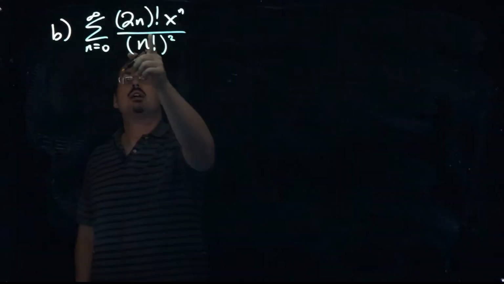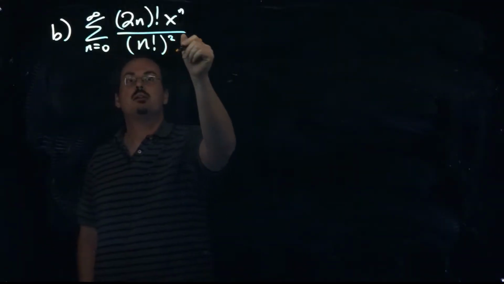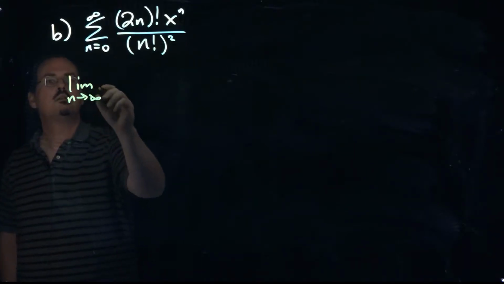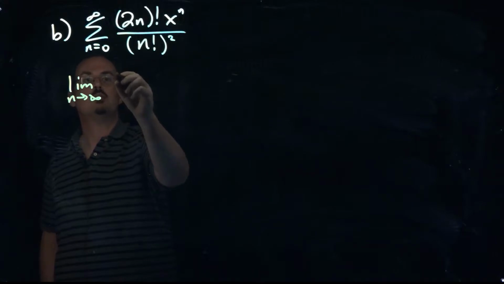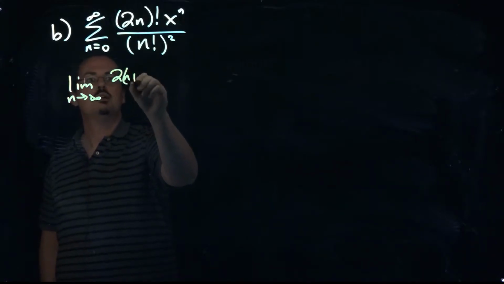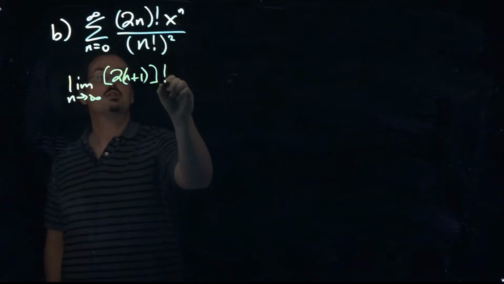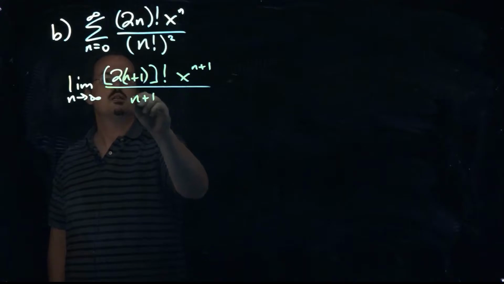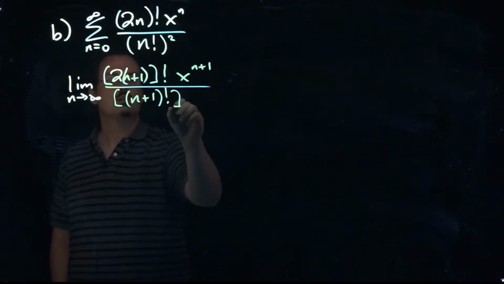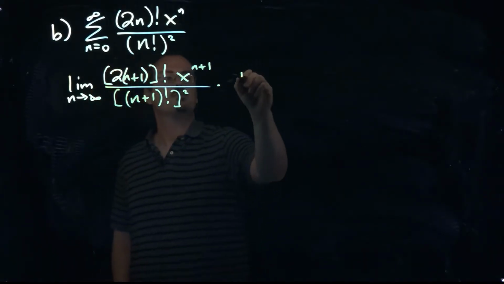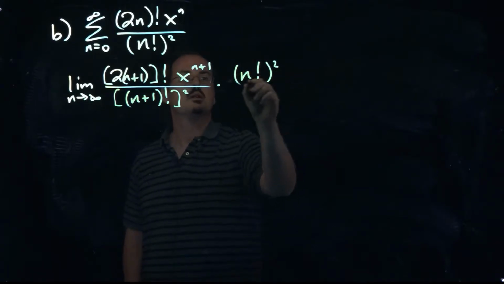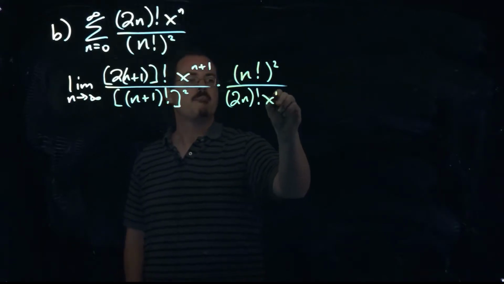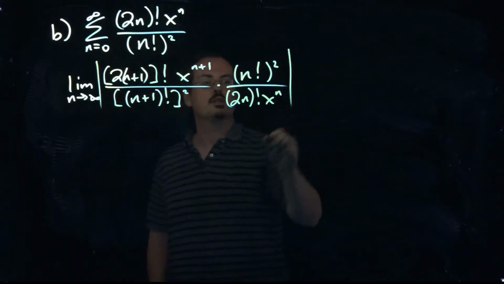For part B, we've got this series here, and we'll do the ratio test again. So we'll take the limit of the n plus 1th term, so that'll give us (2(n plus 1)) factorial x to the n plus 1 over (n plus 1 factorial) squared, multiplied by the reciprocal of the nth term. So it's going to look like this. Put the absolute value bars around this whole thing.